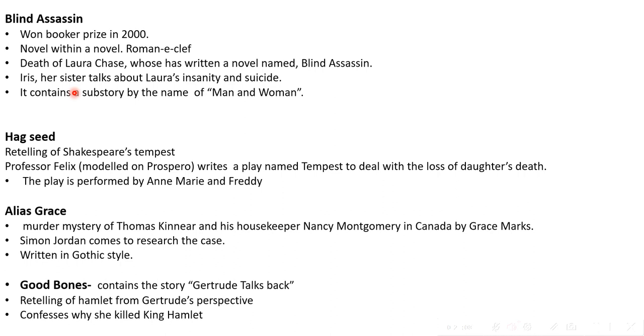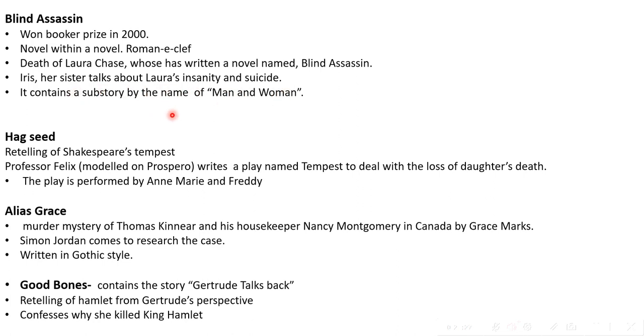So she committed suicide, and later on it is revealed, and Iris is confessing all these things about the adulterous work she did by having an extramarital affair with a man. So she is telling all these things to her granddaughter named Sabrina, and it also has a sub story by the name Man and Woman, in which she is revealing the story.